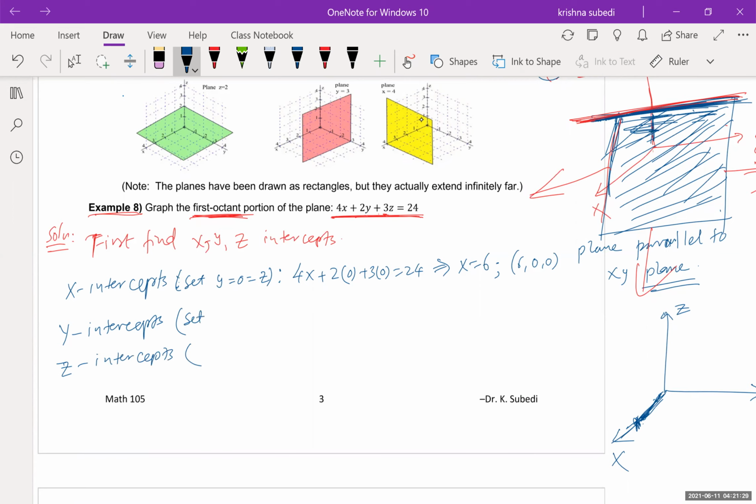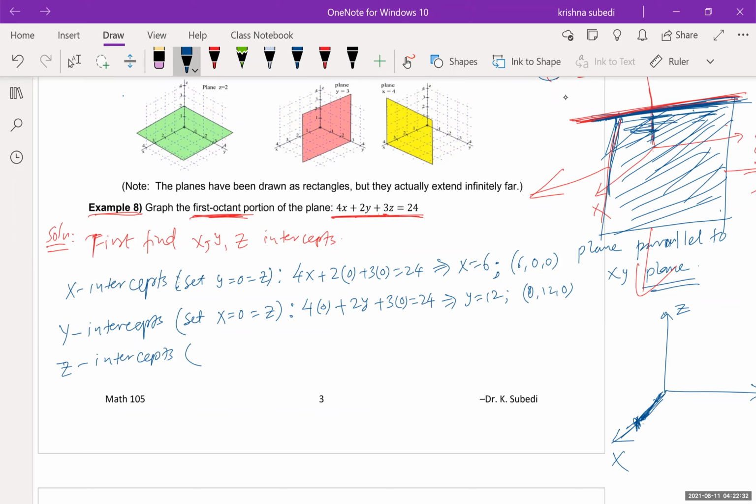For the y-intercept on the y-axis, what happens? Which values are 0? And for the z-intercept, which values are 0? Calculate and let me know what your point will be. So for the y-intercept, on the y-axis, the x and z values will be 0. Therefore, 4 times 0 plus 2y plus 3 times 0 equals 24 gives me y equals 12. So the point will be (0, 12, 0).